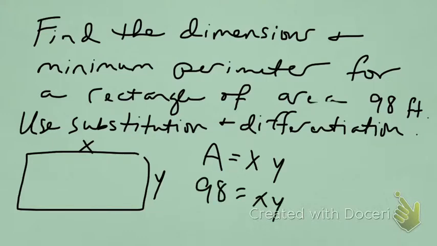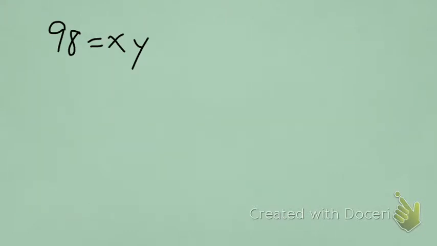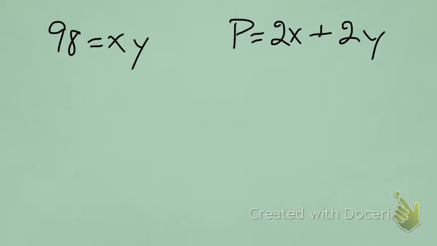Now we're talking about a perimeter here. We have a formula for perimeter. It is, well, usually 2 lengths and 2 widths for the distance around, but here we'll call it 2x and 2y. This is too many variables, and we are going to use substitution. We could not use some other method.